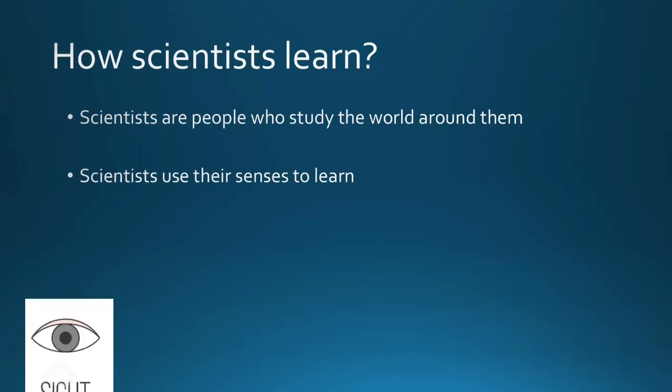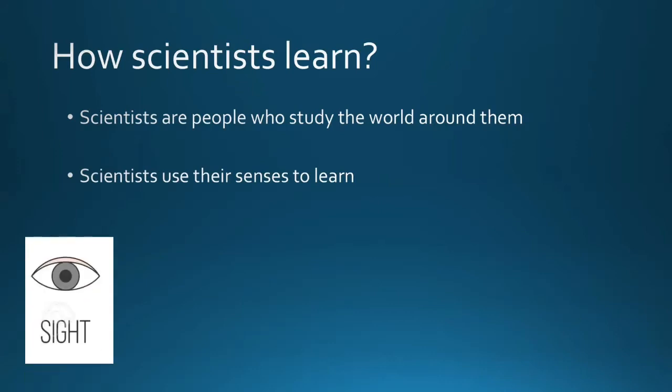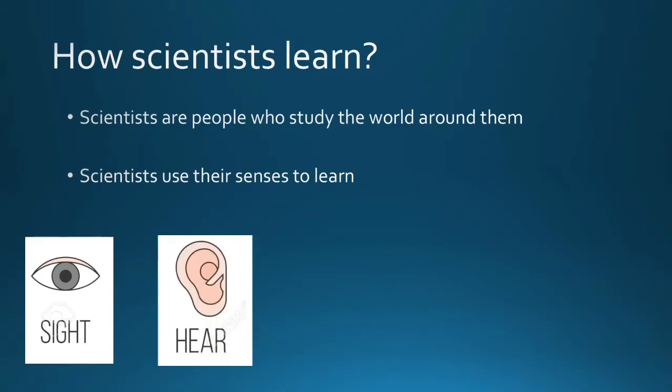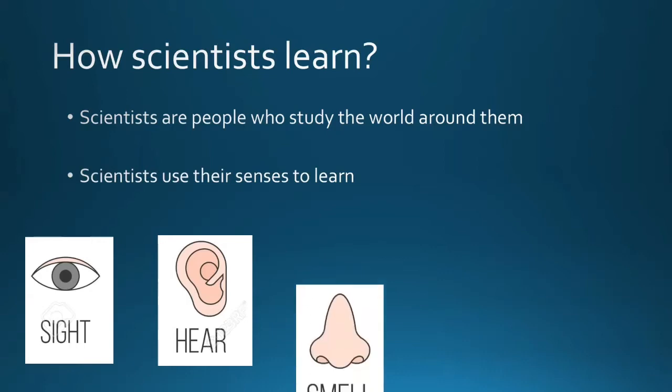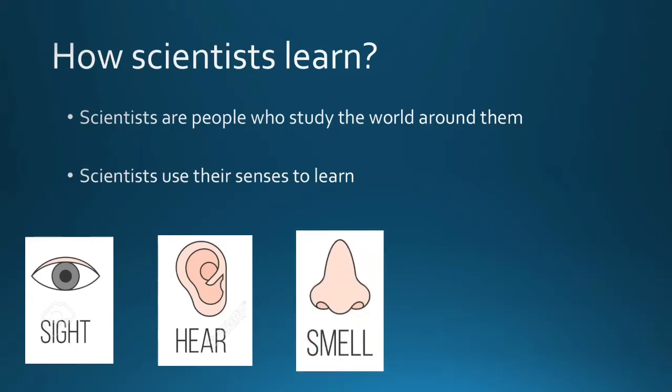What are these 5 senses? The first one, sight. I can see with my eyes, so they use their eyes to look at the object they study. Sometimes scientists can hear the sound of the object they study. I can hear with my ears. Sometimes scientists can smell the things that they study. I can smell with my nose.